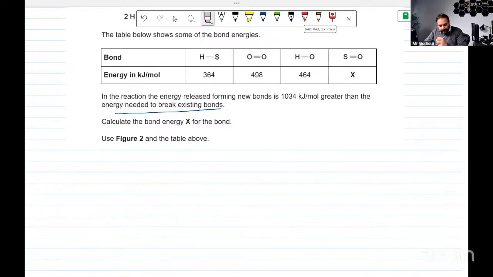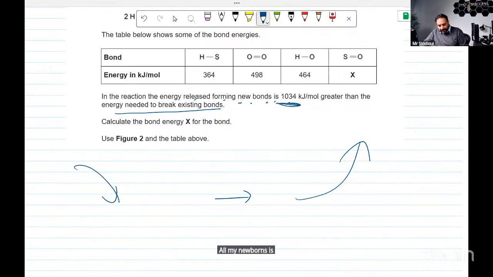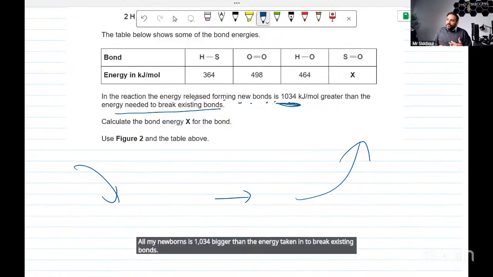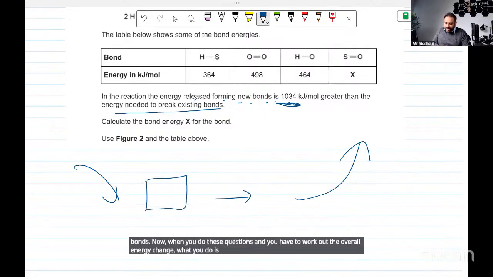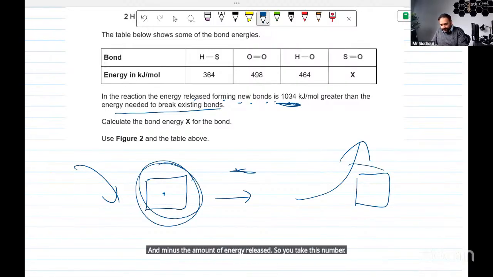But in this particular reaction, the energy released forming new bonds is 1034 bigger than the energy taken in to break existing bonds. Now, when you do these questions and you have to work out the overall energy change, what you do is take the amount of energy taken in and minus the amount of energy released. So you take this number and minus this number.